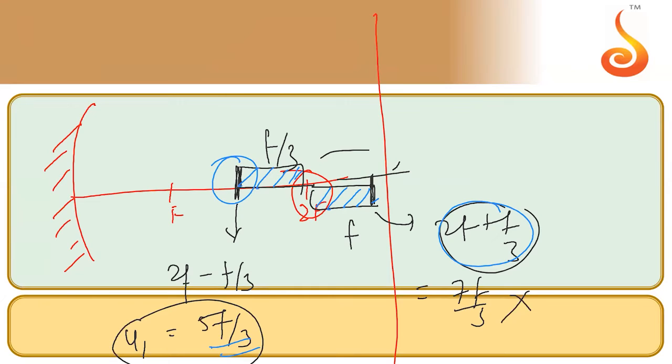Okay. So if I keep it at 5f by 3 and I calculate the v value, it becomes a little longer. If I take 7f by 3 and calculate the value, it becomes a little shorter. But the question tells it has to be elongated.